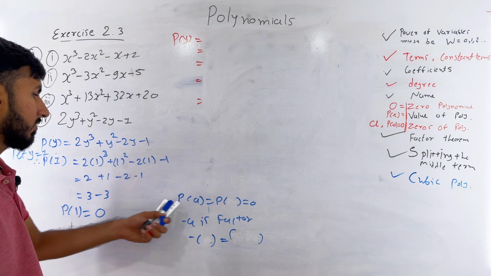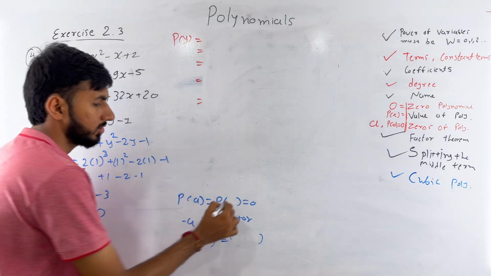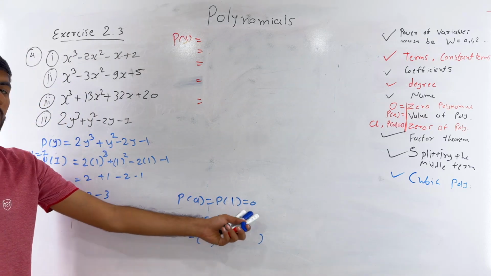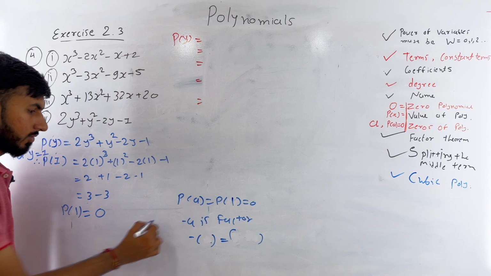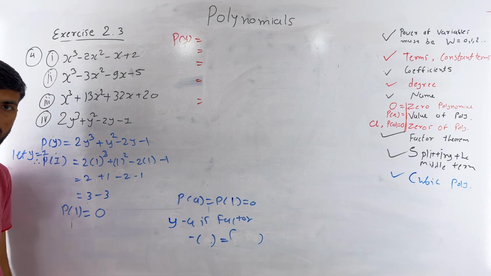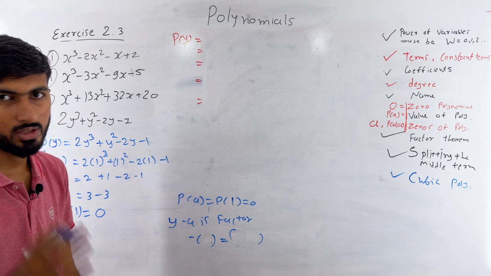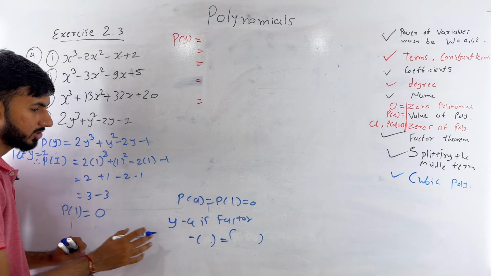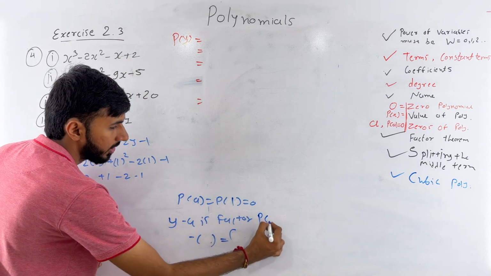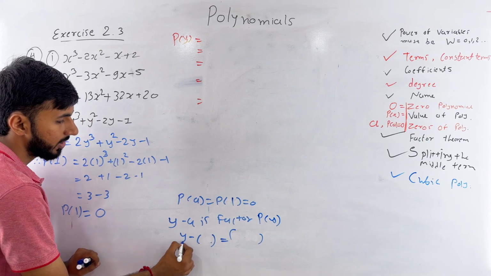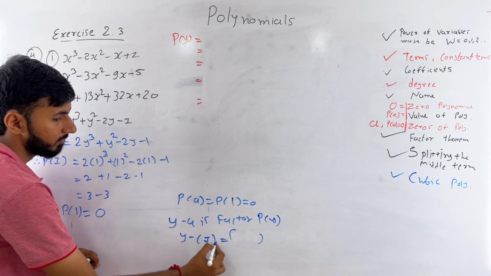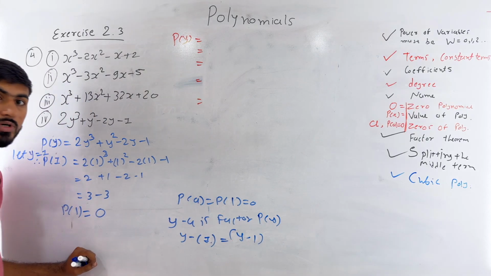Now by the factor theorem we all know that if p of a, that is p of 1 here, equals 0, that means y minus a is a factor of p of y, right? You have to take all the variables the same in the definition, right? So y minus a is a factor of p of y. Now here we have y minus the value of a, which is 1, so y minus 1. Y minus 1 is our first factor.